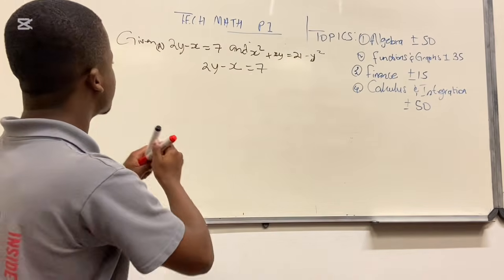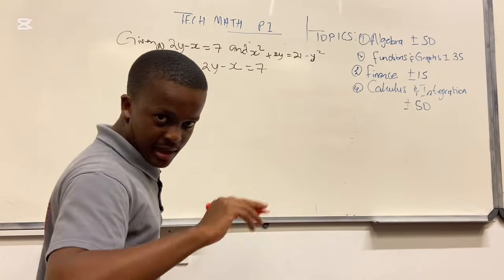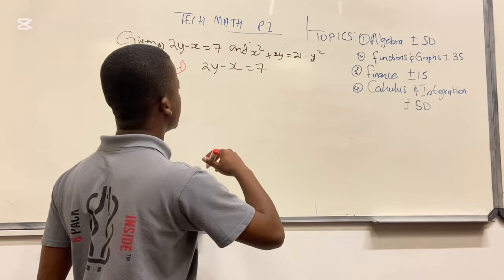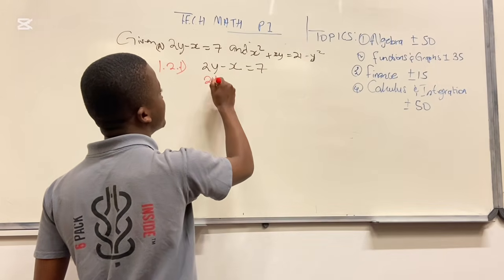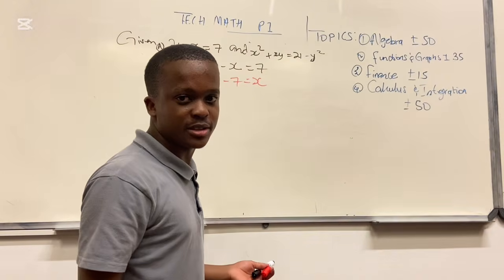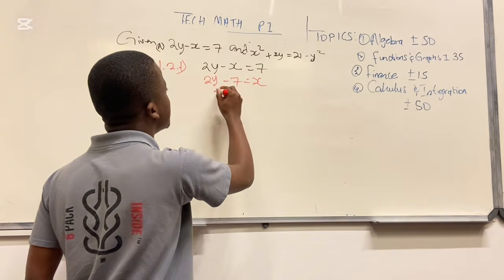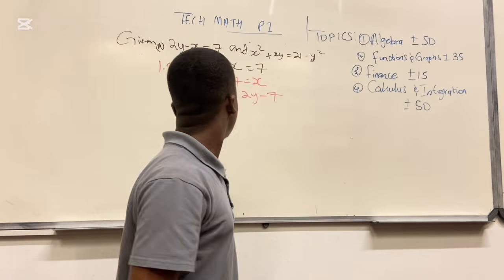Now the first question, 1.2.1. Make x the subject of the formula. Moving the 7 across, we have 2y minus 7 is equal to x. We are done. So this means x is the subject of the formula. This is the same thing as saying x is equal to 2y minus 7. Basics, guys, very, very important.